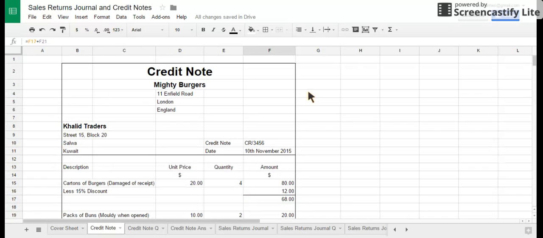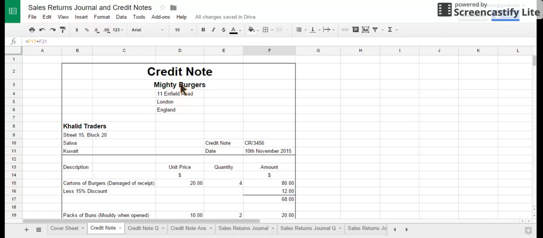Credit note itself looks suspiciously like a debit note, and we'd expect that because it does contain all the same information. The big difference is that it's done by the company which originally supplied the goods. So when they get their sales returns back, they will send the credit note out agreeing that those goods should have been bought back, and they will be crediting their customer and reducing the amount of money that they owe them. So it's going to have somewhere written on it credit notes.